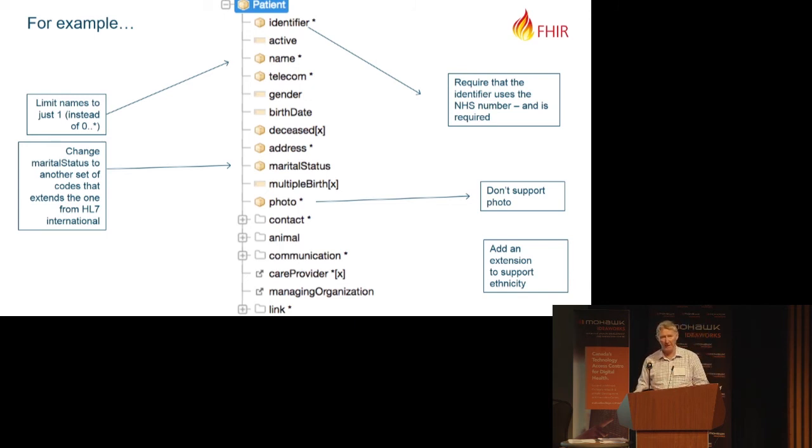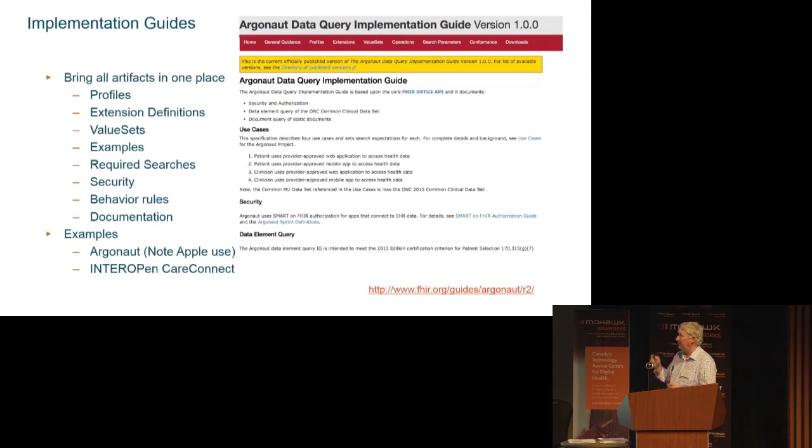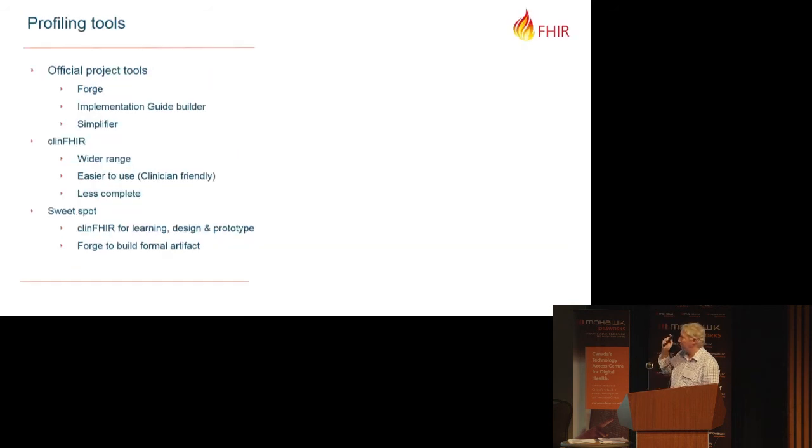So FHIR is about making it work. An implementation guide is what wraps everything up into a single coherent whole. There are profile tools that we've talked about before. Simplifier and Forge are great tools. I will just very quickly call out ClinFHIR as a tool that you might use as an educational tool, but certainly Forge and Simplifier are the main system tools. There's a bit of a sweet spot, I believe, where something like ClinFHIR can help with learning, but use your main tools for your main artifacts.